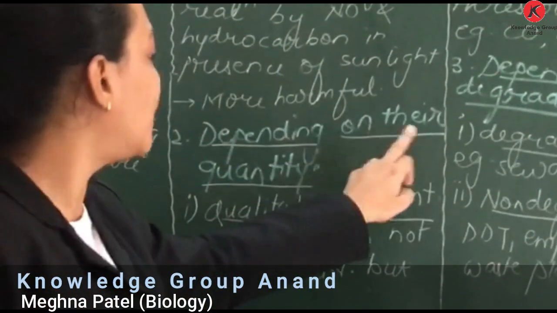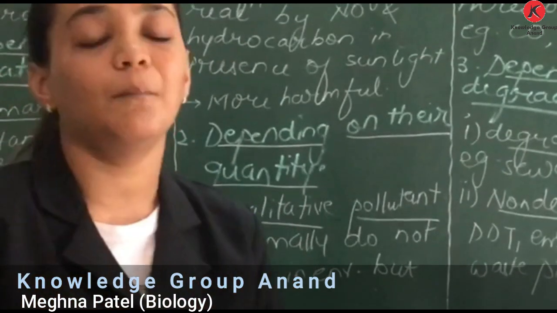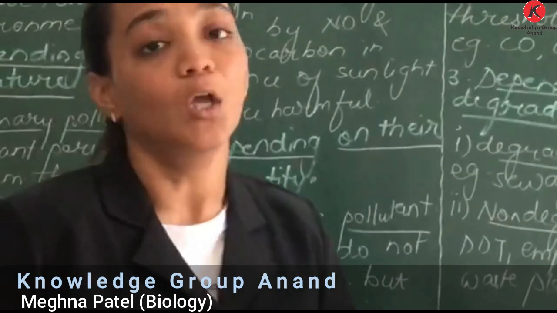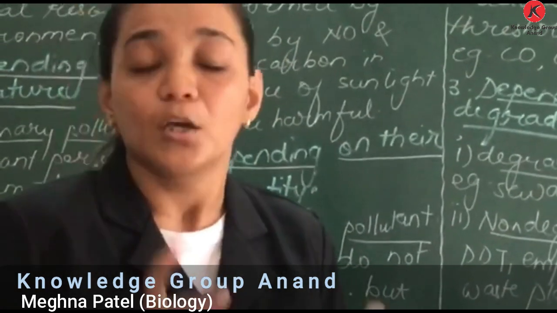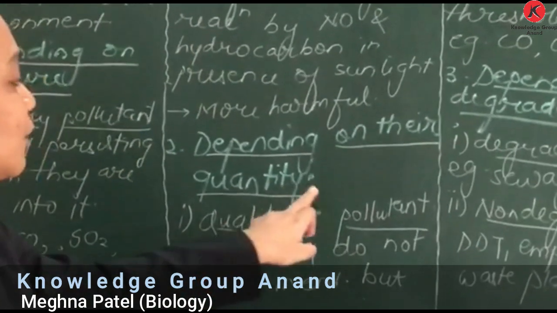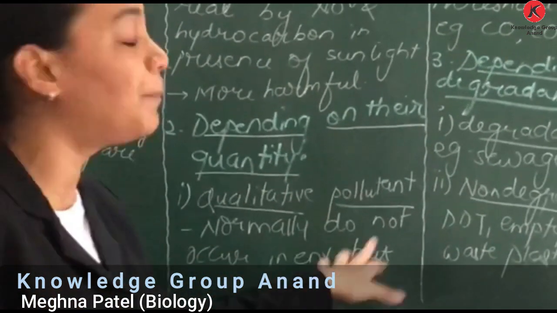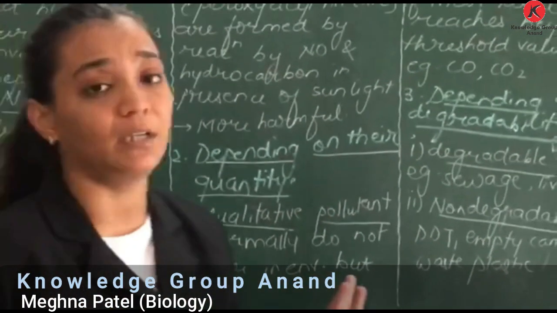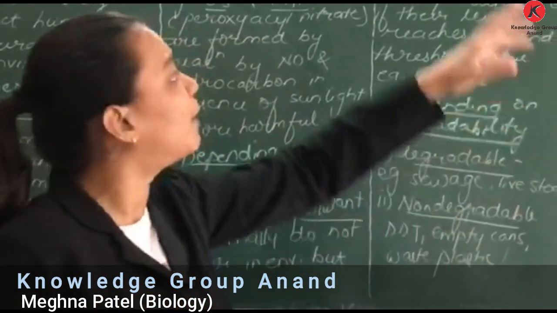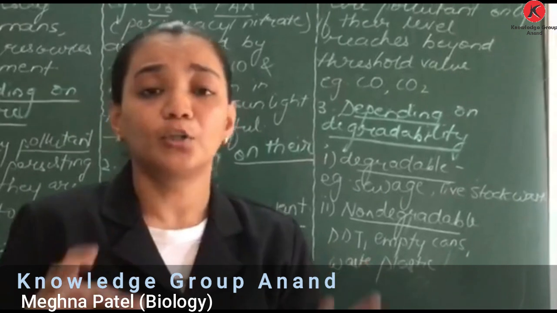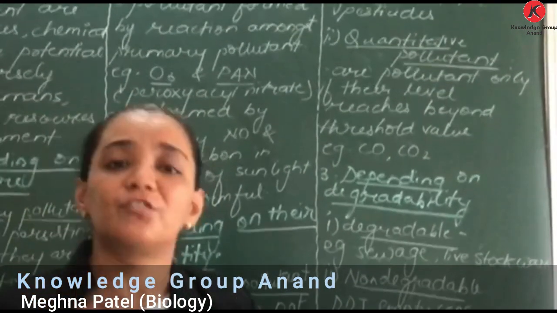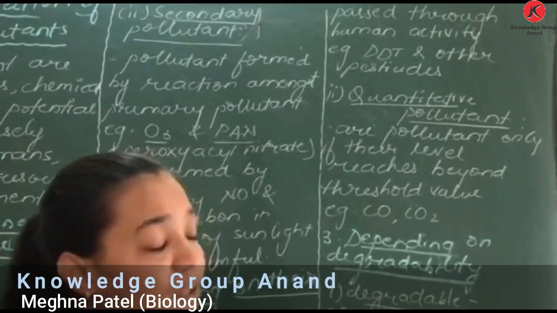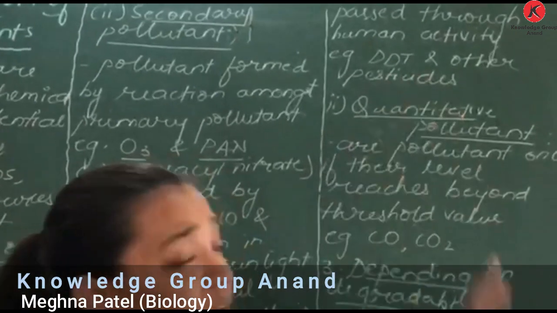Now next is depending upon their quantity. क्वांटिटी के बेसिस पे भी दो तरह के पोल्यूटेंट्स हैं. एक है क्वालिटेटिव पोल्यूटेंट और एक है क्वांटिटेटिव पोल्यूटेंट. क्वालिटेटिव पोल्यूटेंट्स नेचुरली एनवायरमेंट में प्रेजेंट होते नहीं हैं. They are not present in the environment naturally but they are present in the environment due to some human activity. तो ह्यूमन एक्टिविटी की वजह से वो पोल्यूटेंट नेचर में एग्जिस्ट हो रहा है, वरना वो नेचर में नेचुरली प्रेजेंट नहीं होता. जैसे कि DDT एंड अदर पेस्टिसाइड्स.